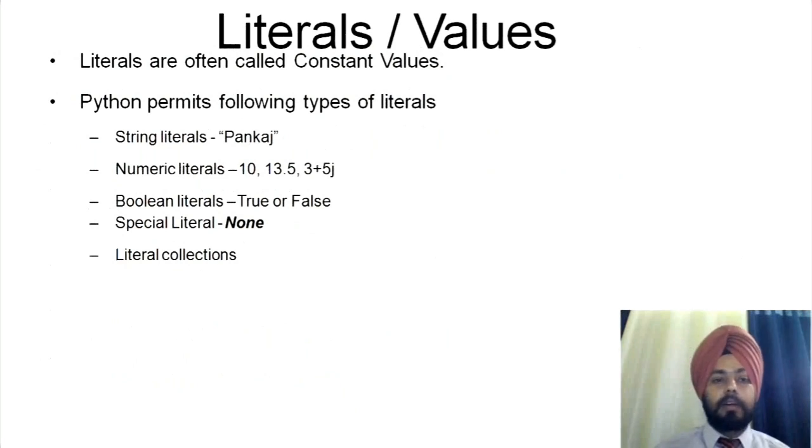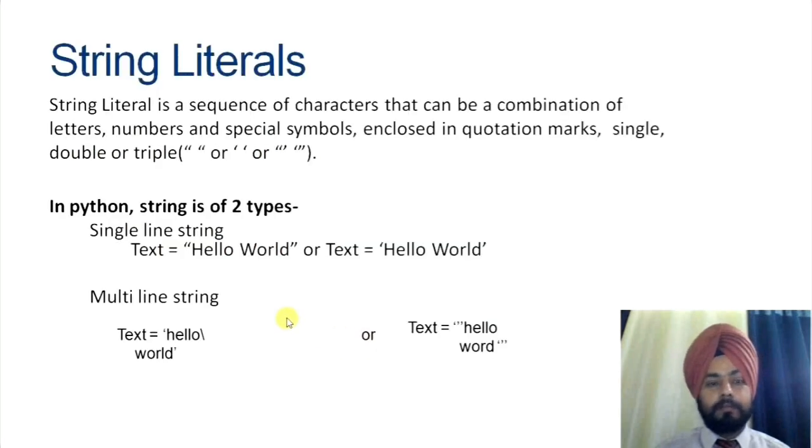Literals. Literals are often called constant values. Python permits the following types of literals: string literals, which can be any name like Pankaj; numeric literals, which can be any digit like 10, 13.5, 3 plus 5j; Boolean literals, which are True or False only; special literals, which is None; and literal collections.